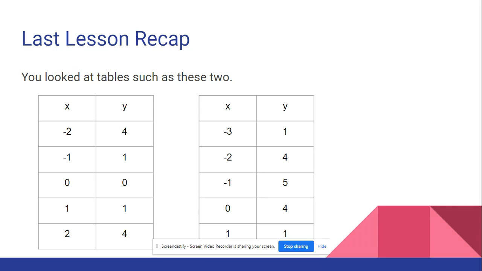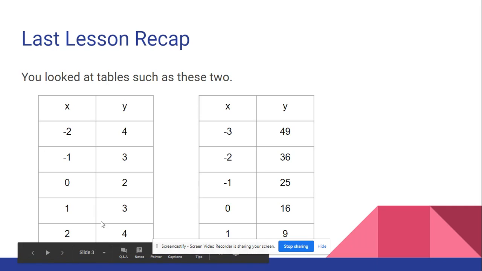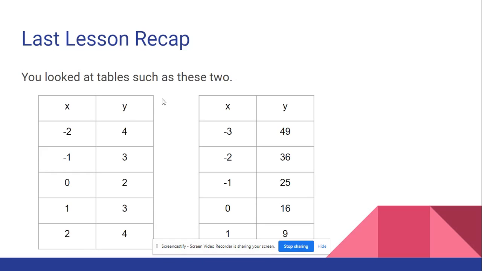Now I say maybe, because let's look at these two tables. If you were to make a prediction, which table would you say is quadratic and which one would you say is not quadratic? I'm guessing most of you picked this one over here to be quadratic because you saw the symmetry. Unfortunately, that would be incorrect. The first table is actually not quadratic, but the second table is quadratic.